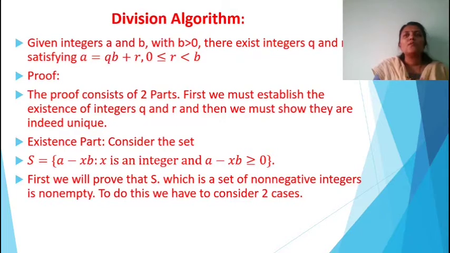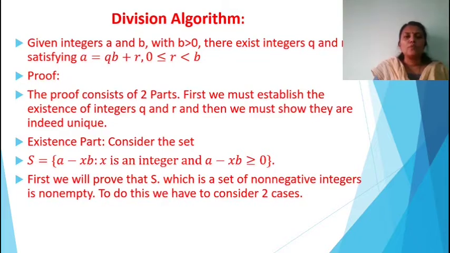If we have the numbers a equal to 20 and b is equal to 5, then a can be written as 4 into 5 plus 0. Then q is equal to 4 and r is equal to 0. Or if we take the numbers a equal to 15, b equal to 6, then 15 is equal to 2 into 6 plus 3. Then q is equal to 2 and r is equal to 3. So this remainder is 0 less than or equal to r less than b.